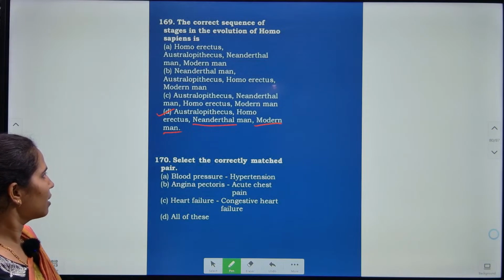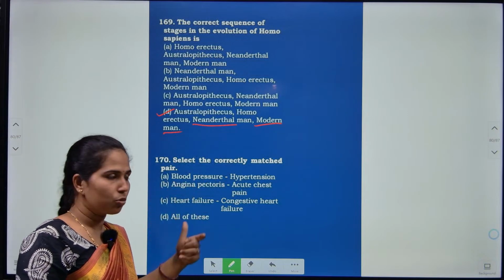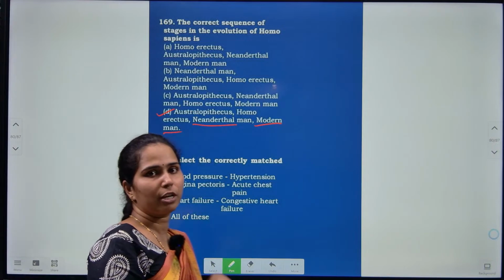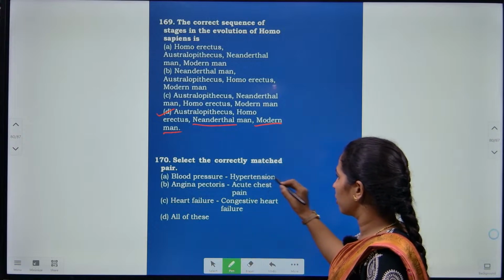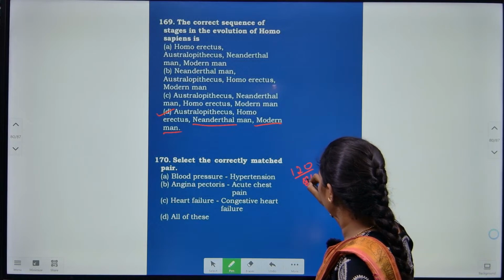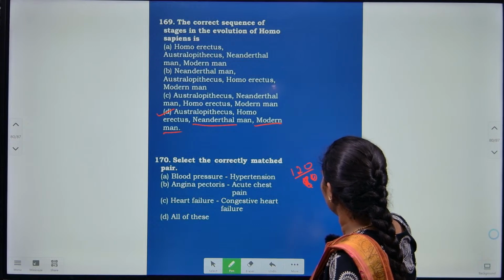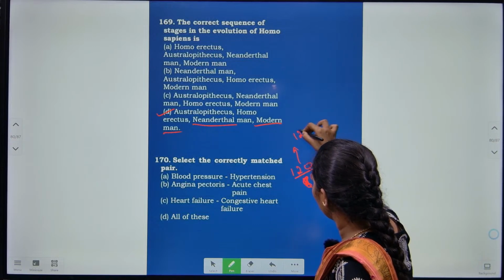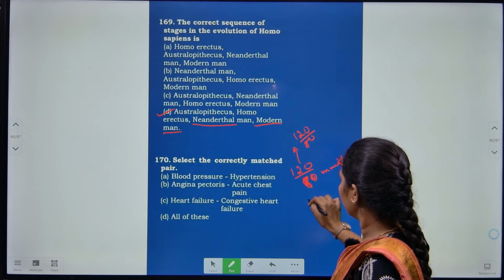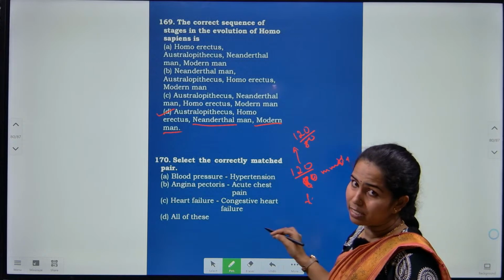Next, select the correctly matched pair. Yes, when blood pressure increases, we call it hypertension. When blood pressure becomes low, we call it hypotension. And the normal blood pressure will be 120 mmHg by 80 mmHg. If it is above 120 by 80 mmHg, then it is going to be hypertension. If it is less than 120 by 80 mmHg, then it is going to be low, that is hypotension.